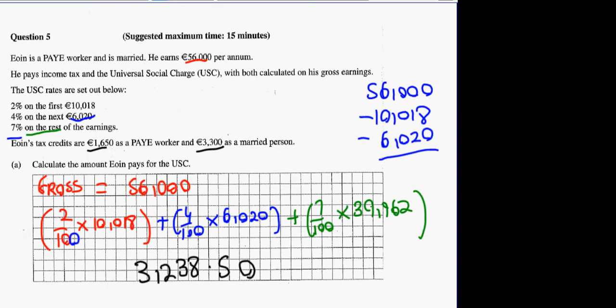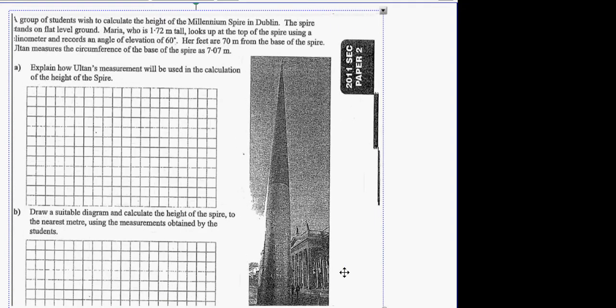is this one here. Okay, guys. A group of students wish to calculate the height of the Millennium Tower spire in Dublin. The spire stands on flat level ground. Maria, who is 1.72 metres tall, looks up at the top of the spire using a clinometer and records the angle of elevation of 60 degrees. Her feet are 70 metres from the base of the spire. Ulton measures the circumference of the base of the spire. Calculate how Ulton's measurement will be used to calculate the height of the spire.